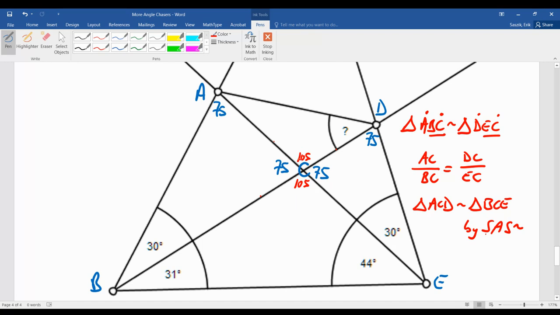So these triangles being similar means that this angle corresponds to this one. And this question mark would correspond to this one down here. So our question mark is simply 44 degrees.